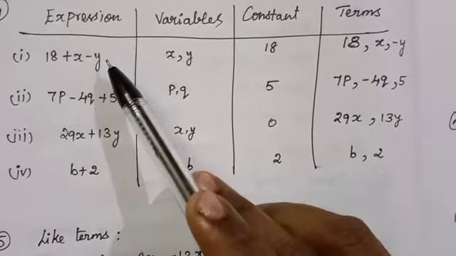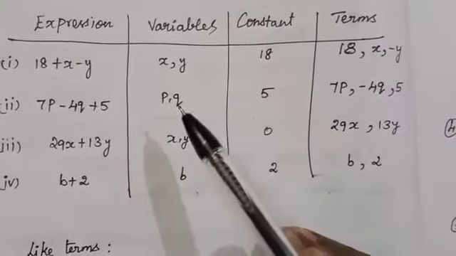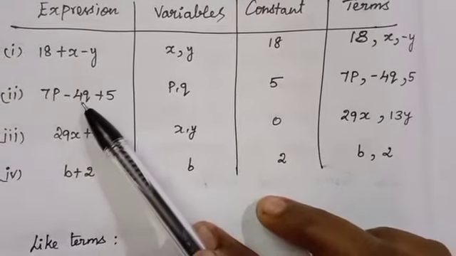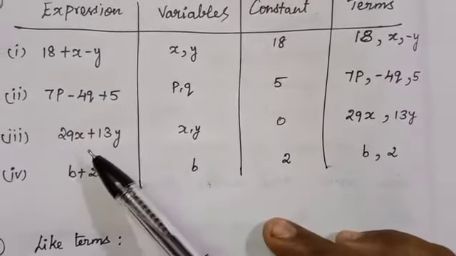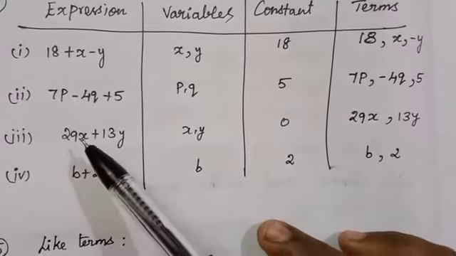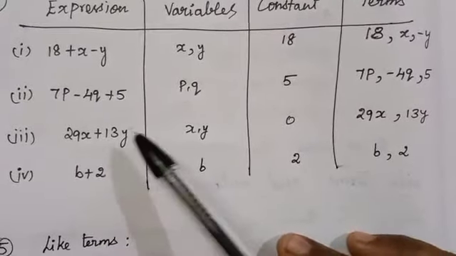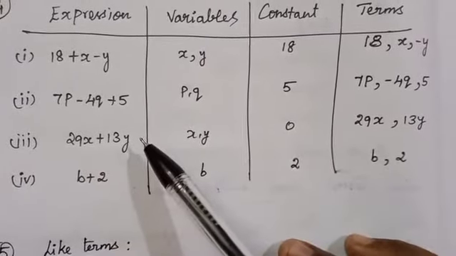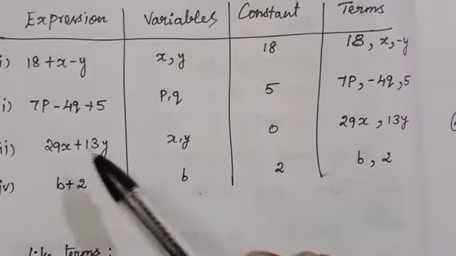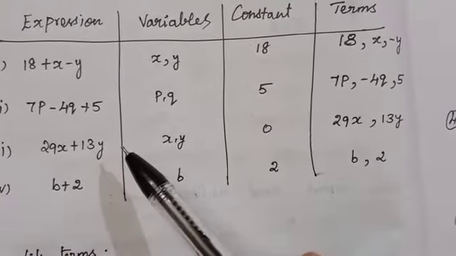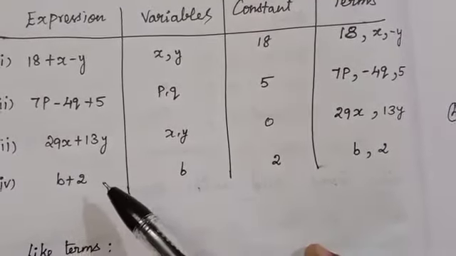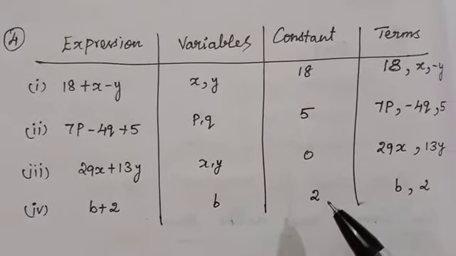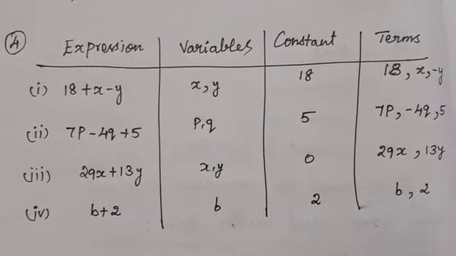Three terms, write separately. Then the second problem: variables p comma q. Constant is 5. The terms: 7p, minus 4q, 5. Then for here we have 2 terms, variables x comma y. The constant is not given. So what is that meaning? 0 constant. So the terms 29x, 13y. Next, b plus 2. For this b plus 2, the variable is b, the constant is 2, the terms b comma 2.